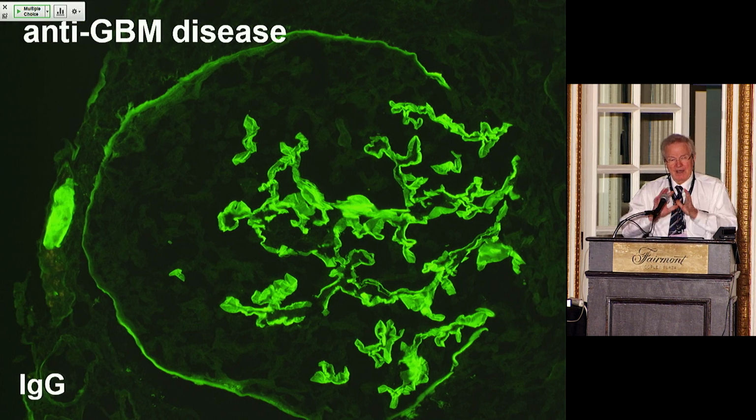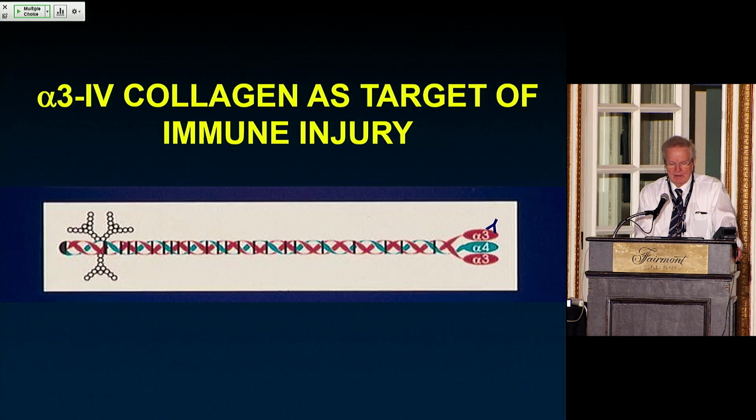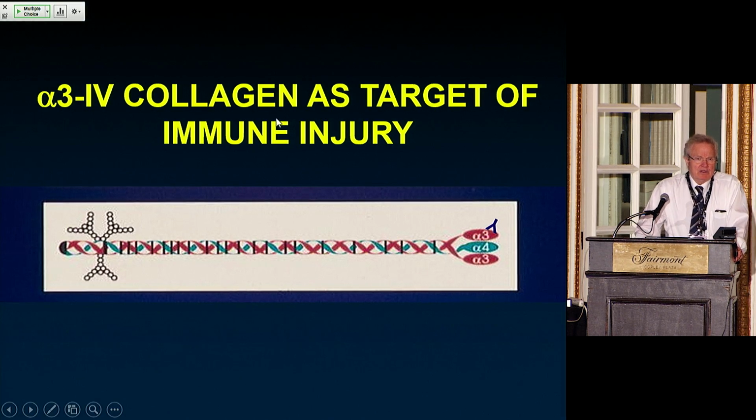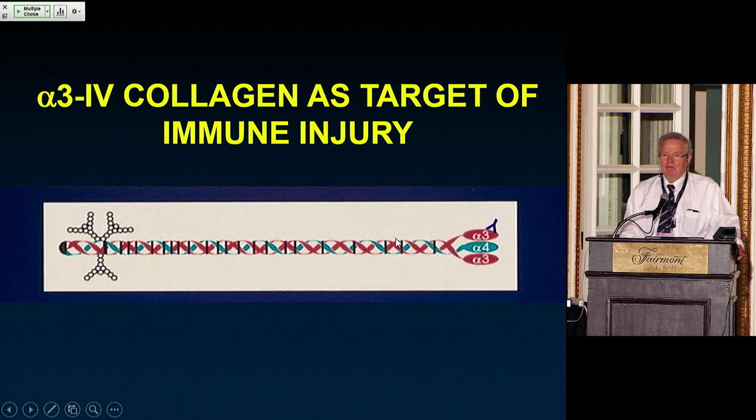Anti-GBM disease is very characteristic by light microscopy: linear staining, continuous staining, ribbon-like. And this is an autoimmune disease. It's a limited autoimmune disease depending on the HLA of the patient and depending on the exposure to certain triggers. They develop antibodies that recognize a particular area of this long collagen alpha-3 molecule, collagen 4 alpha-3. One particular epitope becomes immunogenic, and that's when the patient develops anti-GBM disease.